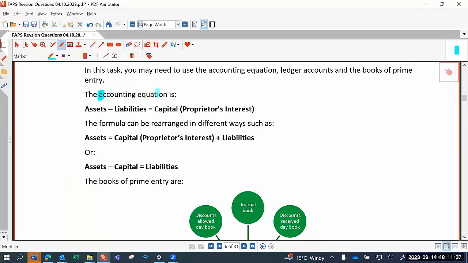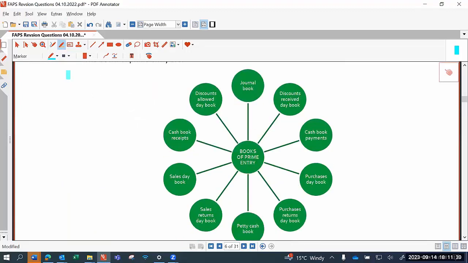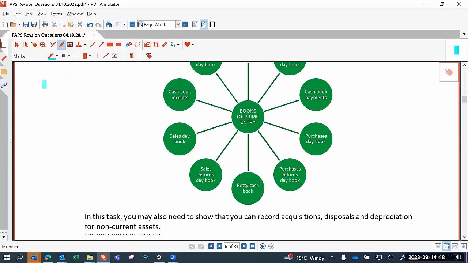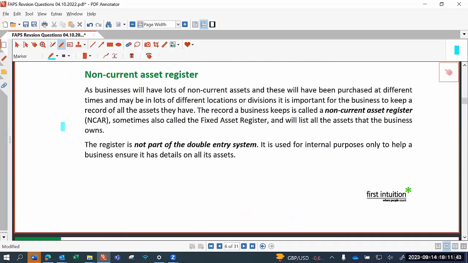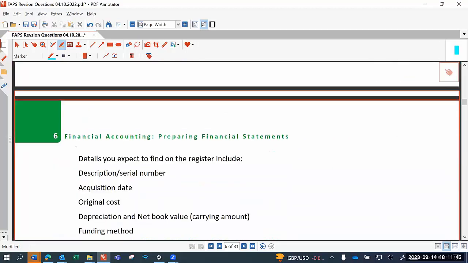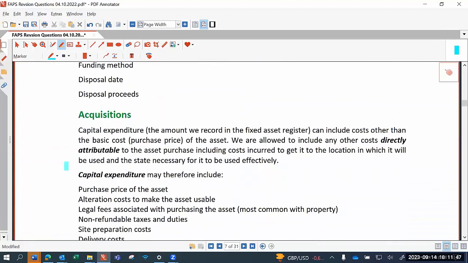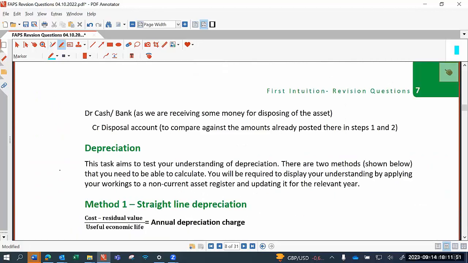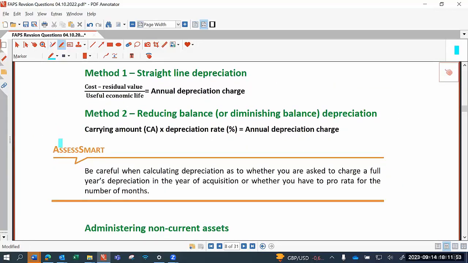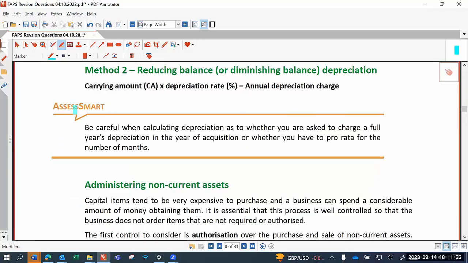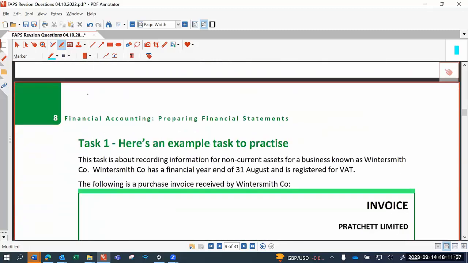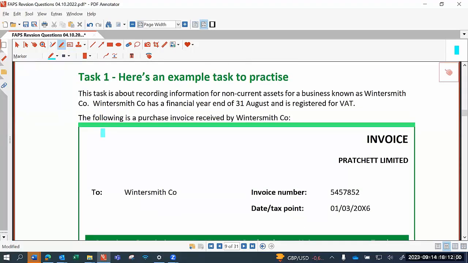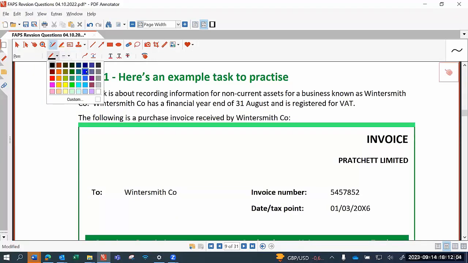Make sure you understand the accounting equation. Make sure you know what the books of prime entry are. Do you understand what the non-current asset register is for and what sort of details we expect to find in there? How do we deal with acquisitions and disposals? And what about depreciation and the different methods for recording it and so on? So do please work through that task briefing if all of that sounds like it's been a little while since you've seen any of it.